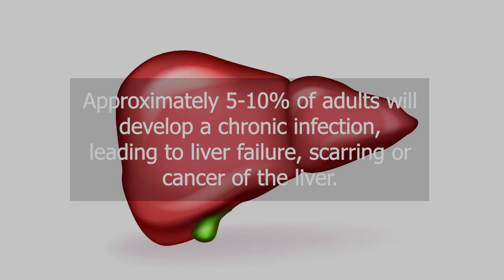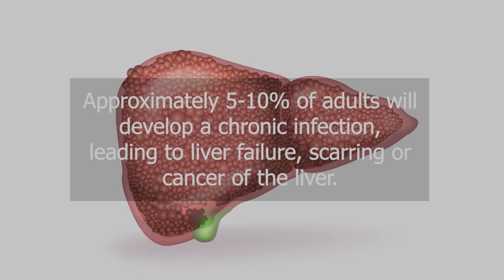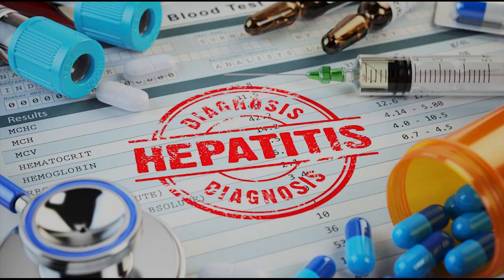Most people are actually able to fight off a hepatitis B virus infection and clear the virus from their blood. However, 5 to 10% of adults will develop chronic infection, which can lead to liver failure, scarring, or cancer of the liver. In the United States, approximately 1.2 million Americans are chronically infected with hepatitis B, and about 5,000 die annually from hepatitis B-related liver complications.